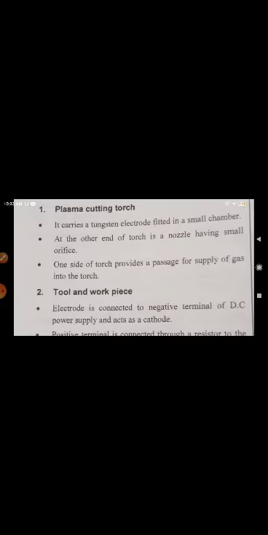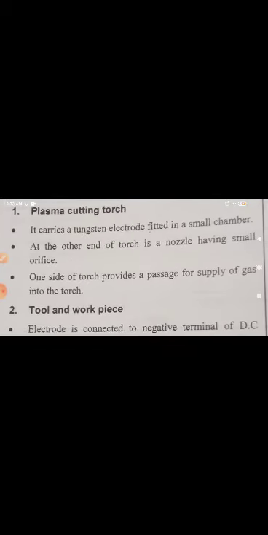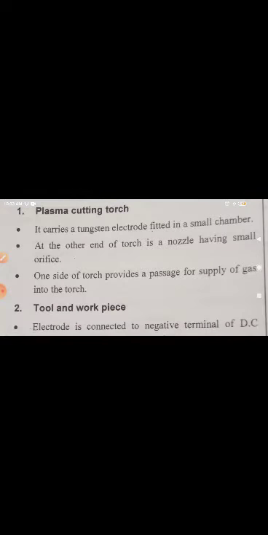Plasma torch: it carries a tungsten electrode fitted in a small chamber. At the other end of the torch is a nozzle having a small orifice. One side of the torch provides a passage for supply of gas into the torch. You have seen that.